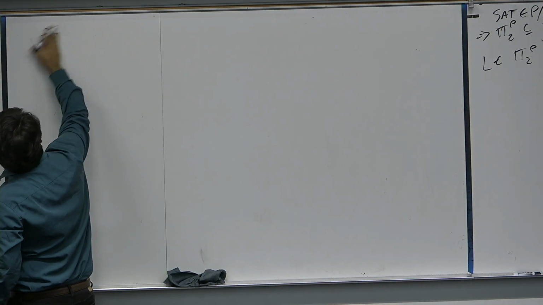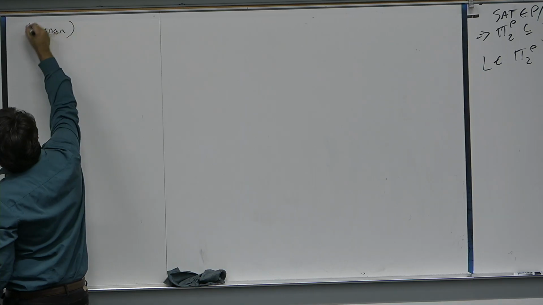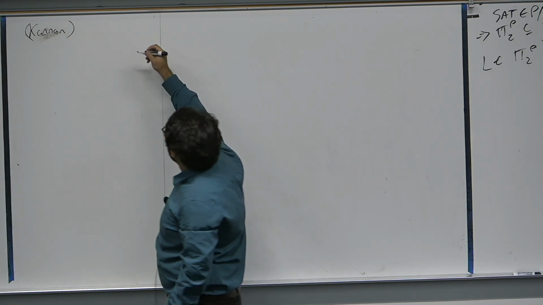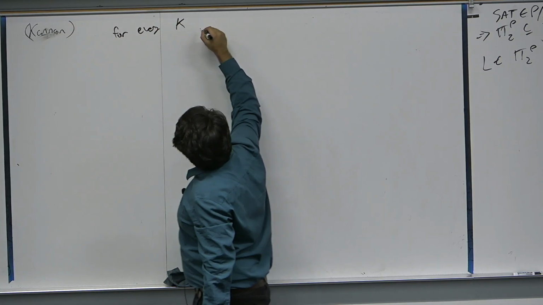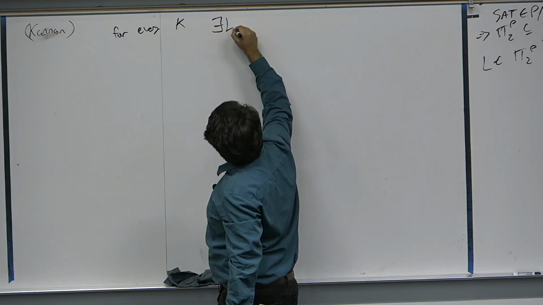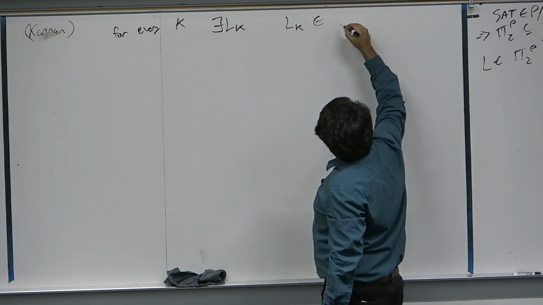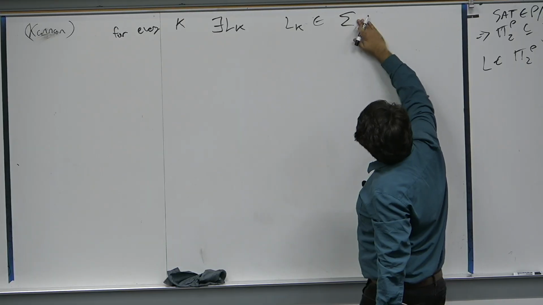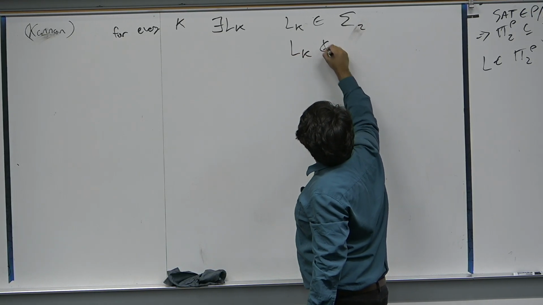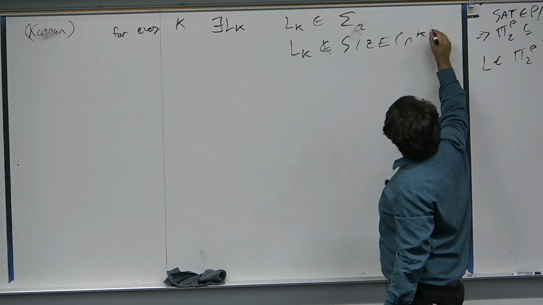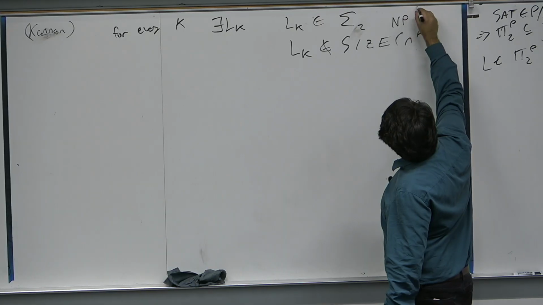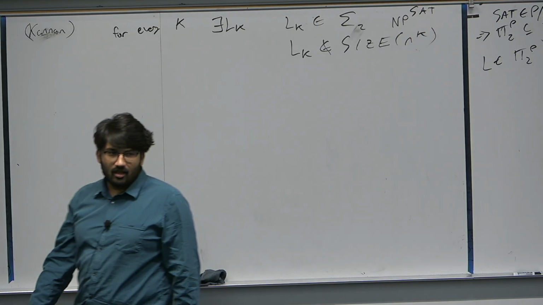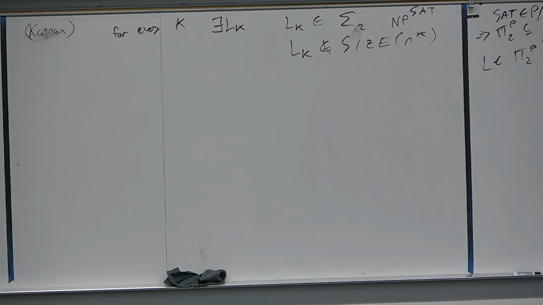For each K, this is due to Ravi Kannan. I think he stopped working in complexity theory in the 80s and switched to data science, but he proves that for every K, there exists an LK such that LK is in sigma 2 and LK is not an element of size n to the k. So he gives a language that's in NP to the SAT. It's not super high in the hierarchy, but he claims that for each K there's a language that cannot be decided by size n to the k circuits.